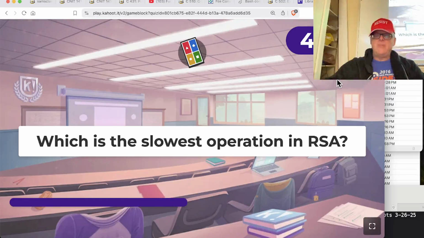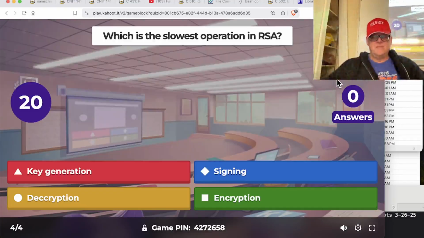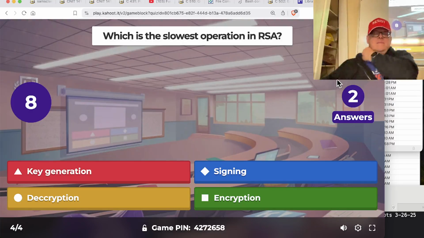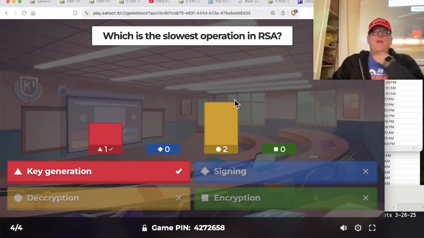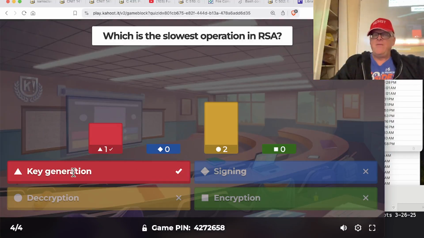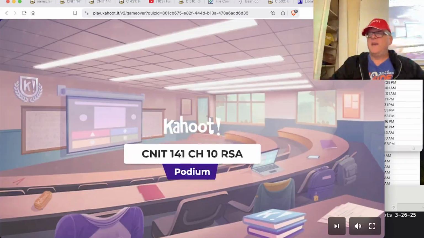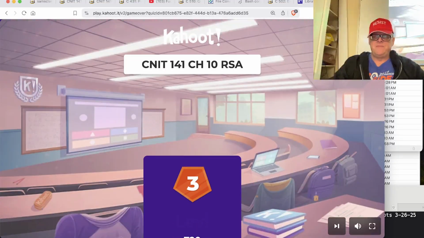All right, what's the slowest operation? Generating the key is what takes forever because you have to make thousands of guesses to find the prime numbers. This is by far the slowest. Then decryption is the next slowest. Encryption and signing are pretty fast. But key generation is hundreds of times slower because there's no way out of just trying thousands of guesses to find the prime numbers.